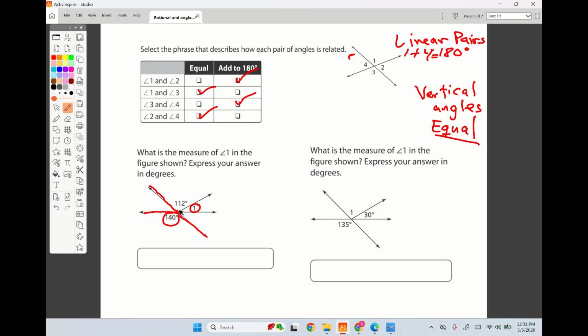Alright, so the same concept here. 135 is this giant angle. Right across from it will be this whole angle over here, which consists of 30 plus that missing angle, and together it has to equal 180 because it should be equivalent to it. So now we solve it by just subtracting 30 from both sides, and we get angle 1 as 105 degrees.